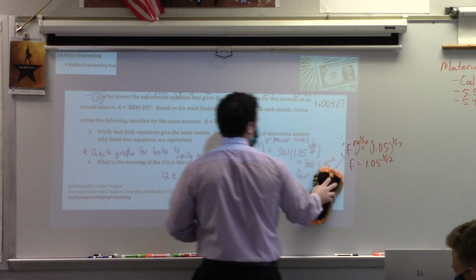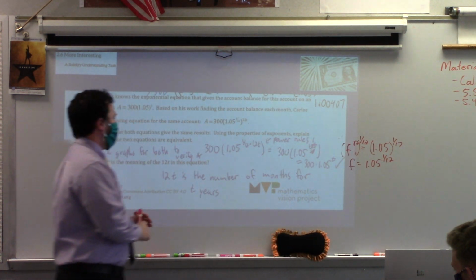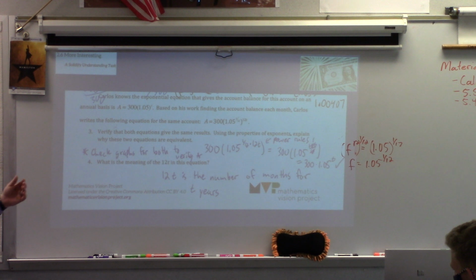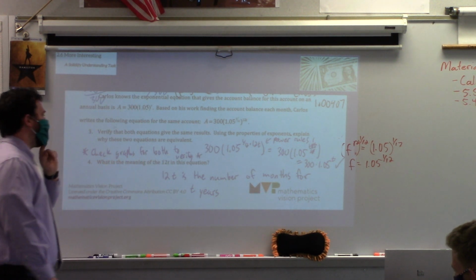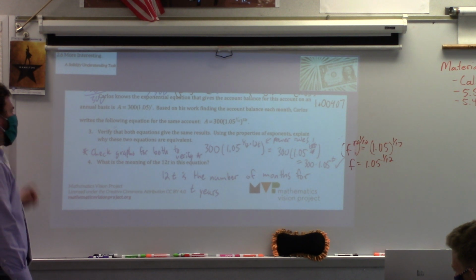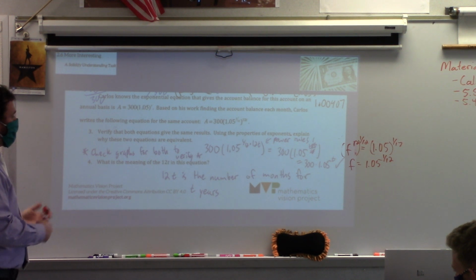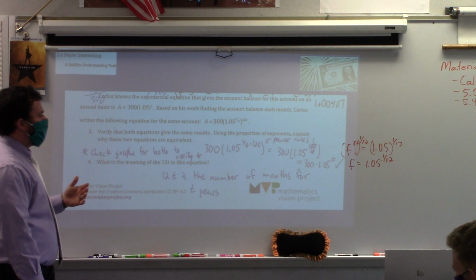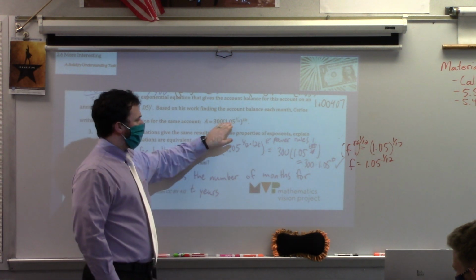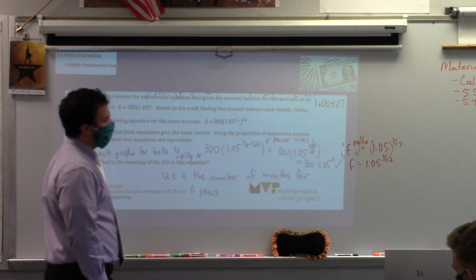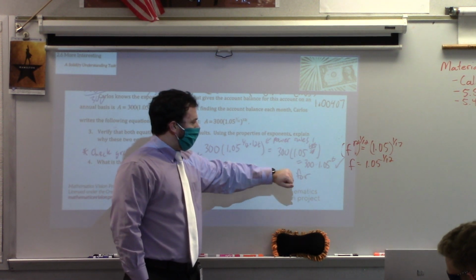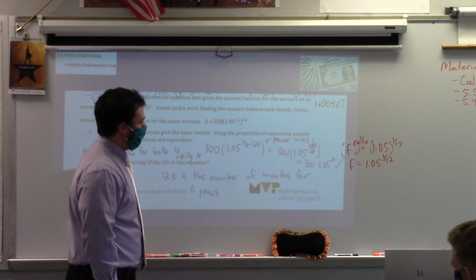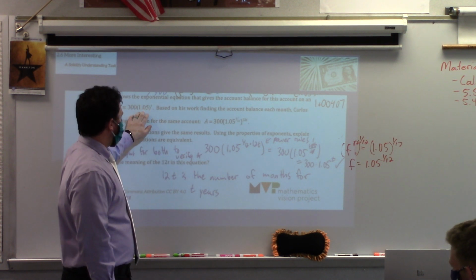Number 3 here asked us to verify that both equations give the same results. Using properties of exponents, explain why these two equations are equivalent. We explained why by showing the work, because when we raise a power to a power, what do we do? Multiply, right? So the 12s canceled, leaving a 1, and so we're left with 300 times 1.05 to the t, which is what we started with.